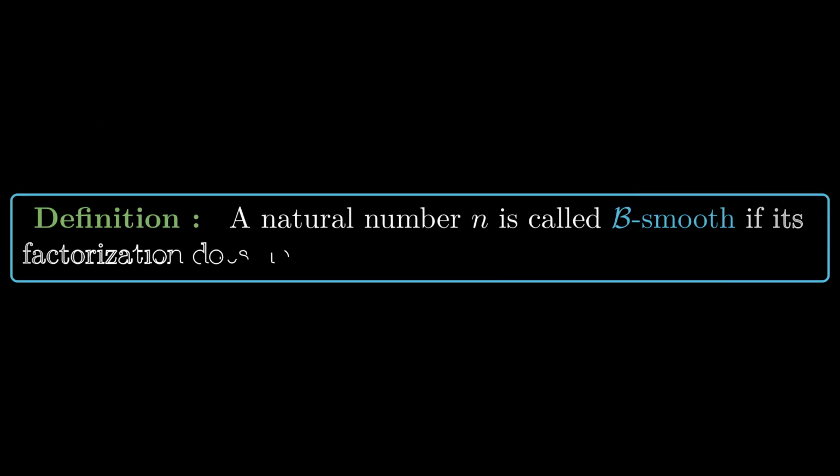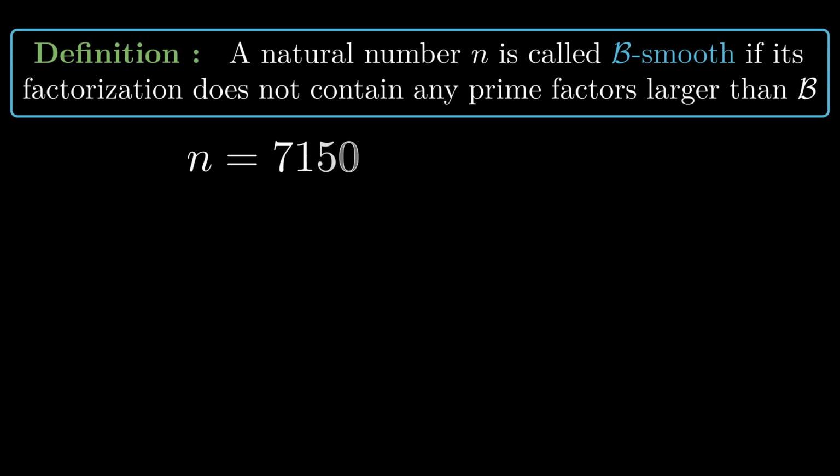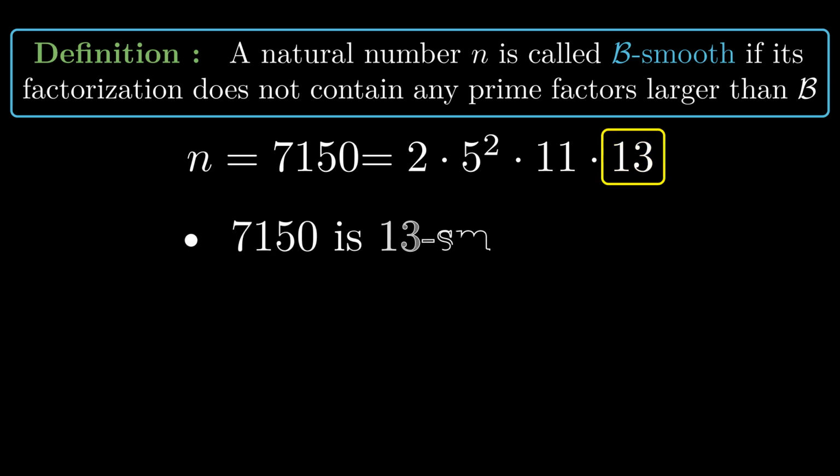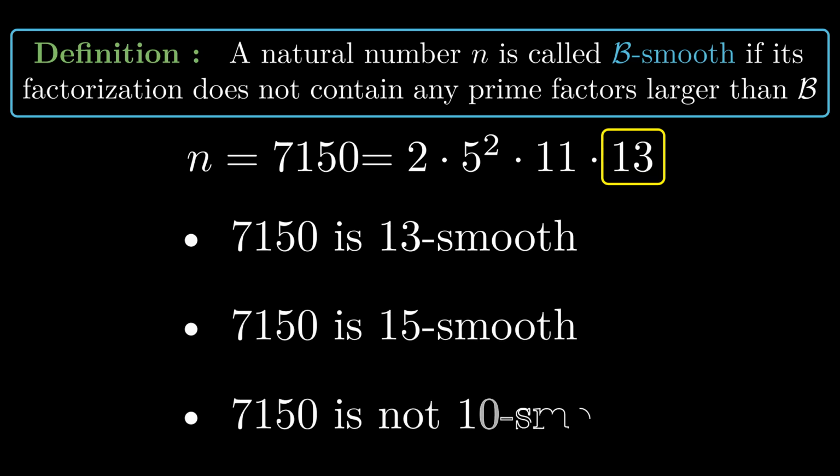Therefore, we introduce the notion of smooth number. A B-smooth number is a number that has no prime factor larger than b. For example, 7150 has 13 as its largest prime factor. So it is 13-smooth, also 15-smooth, but not 10-smooth.